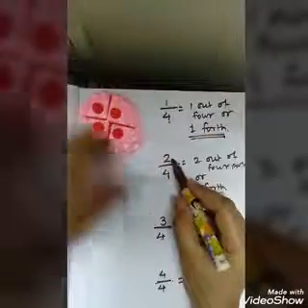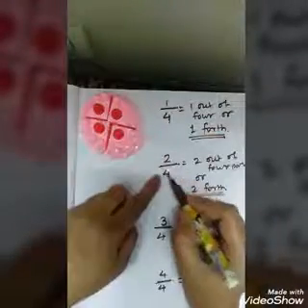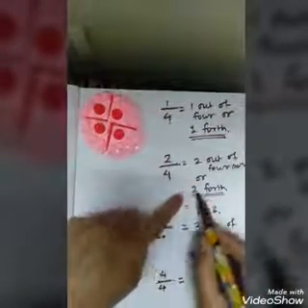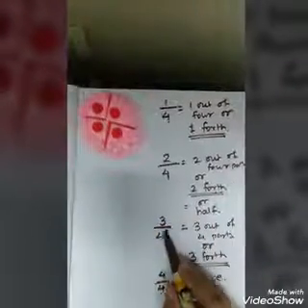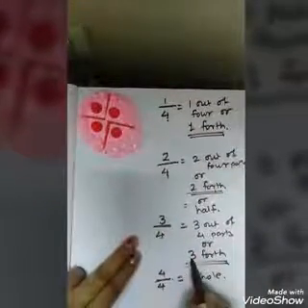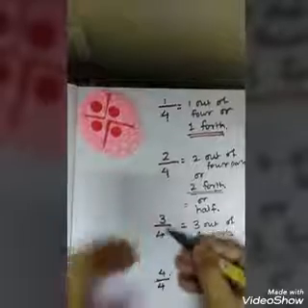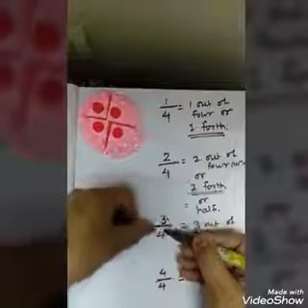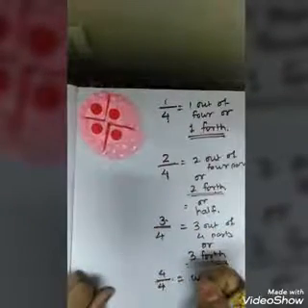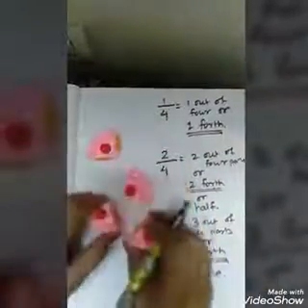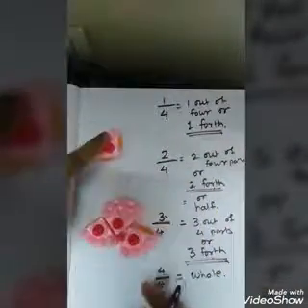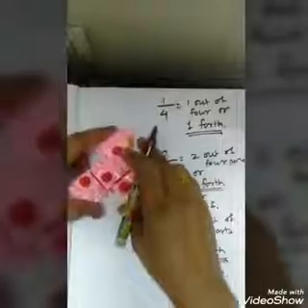So here, suppose I want to divide 2 parts out of 4, then it is read as 2/4. If we divide 3 parts out of 4, then it is read as 3/4. 3/4 means 3 parts out of 4 equal parts. See here, 3 parts out of 4 equal parts.